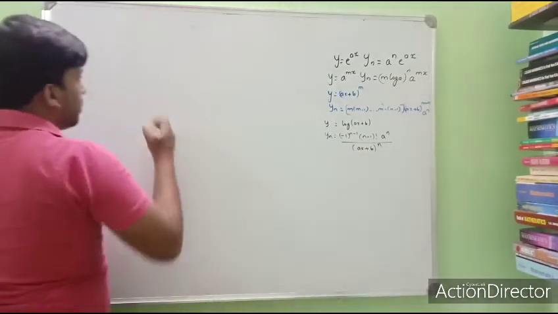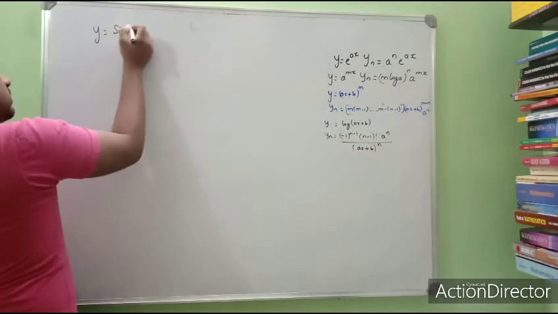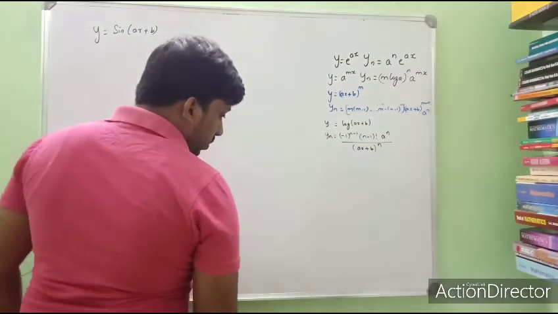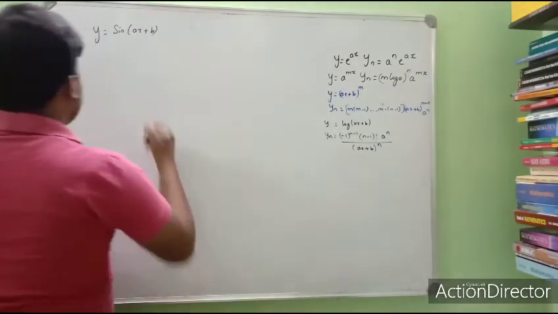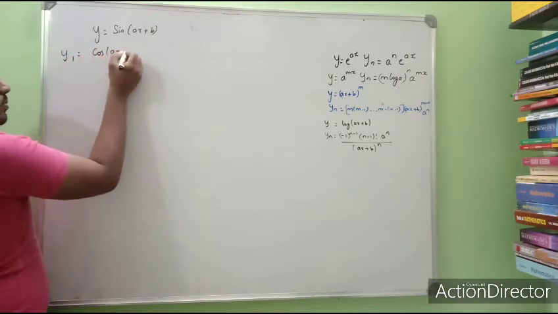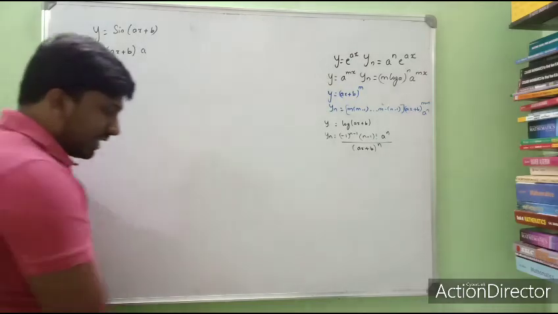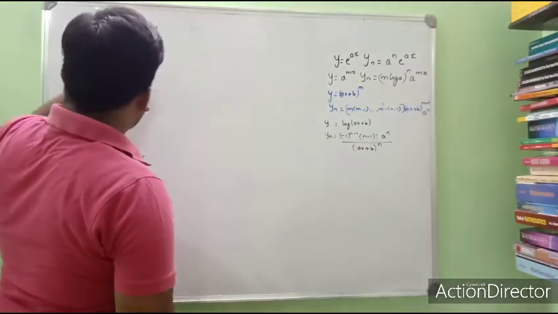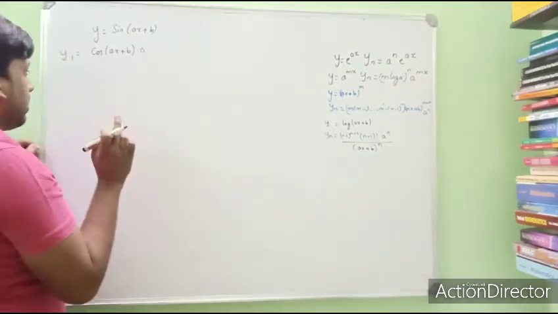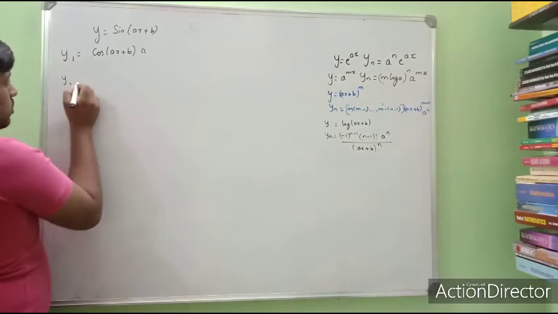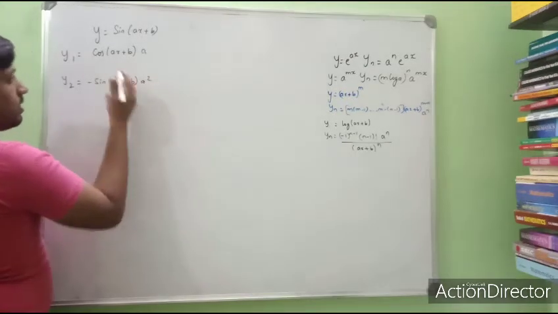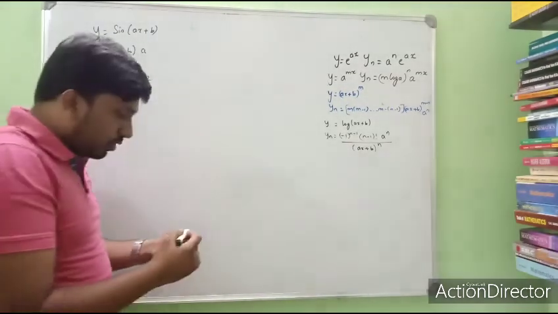standard form of trigonometry, that is y is equal to sine of ax plus b. We have the function, it is sine of ax plus b. So now the first derivative y1 is equal to cos of ax plus b into a, isn't it? Because the derivative of sin x is cos x, and when we differentiate the inner part we get a. Okay, so when we take the second derivative, what is going to happen? It's going to be minus sine of ax plus b into a square. Cos, sine, cos, it will go alternately, so we will not be getting a pattern.